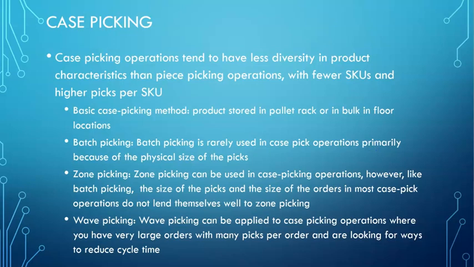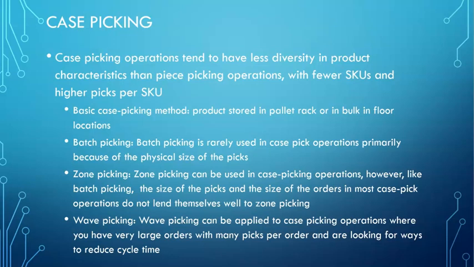The case picking operations tend to have less diversity in product characteristics than piece picking operations, with fewer SKUs and higher picks per SKU. The basic case picking method is product sorted or stored in pallet racks or in bulk in floor locations. The batch picking is rarely used in case pick operations, primarily because of the physical size of the picks.